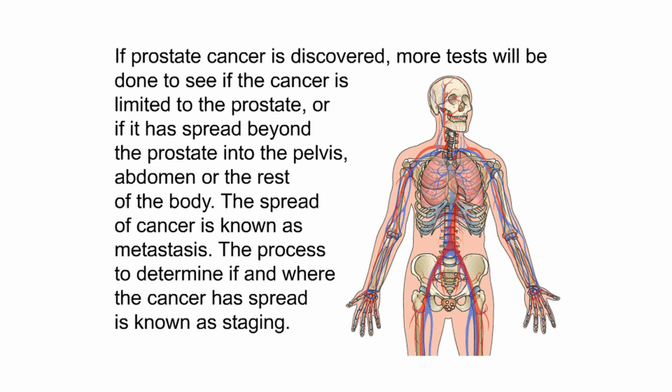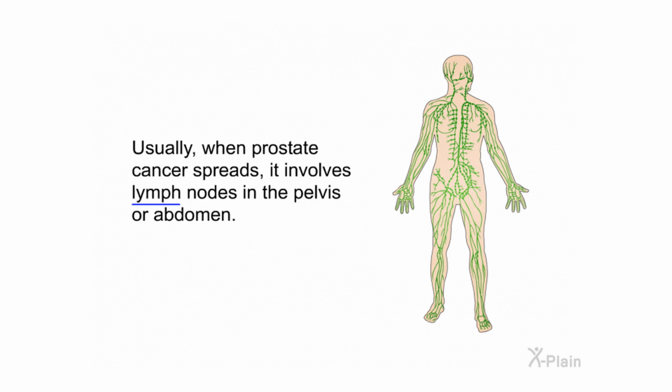If prostate cancer is discovered, more tests will be done to see if the cancer is limited to the prostate or if it is spread beyond the prostate into the pelvis, abdomen, or the rest of the body. The spread of cancer is known as metastasis. The process to determine if and where the cancer is spread is known as staging. Usually when prostate cancer spreads, it involves lymph nodes in the pelvis or abdomen.